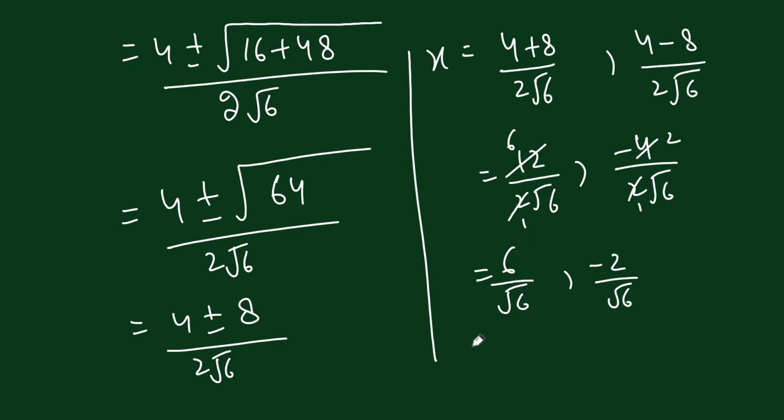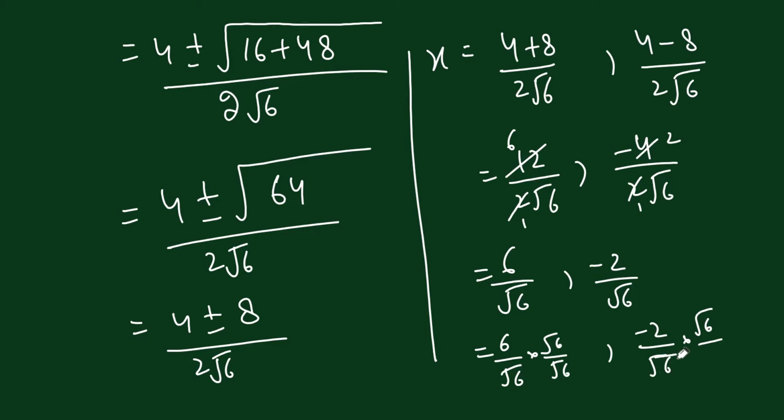In 9th standard, the first chapter was rationalization. I'll tell you by root 6 and minus 2 by root 6. You can rationalize them by writing 6 by root 6 into root 6 by root 6, and this one will come minus 2 by root 6. We know how to rationalize.